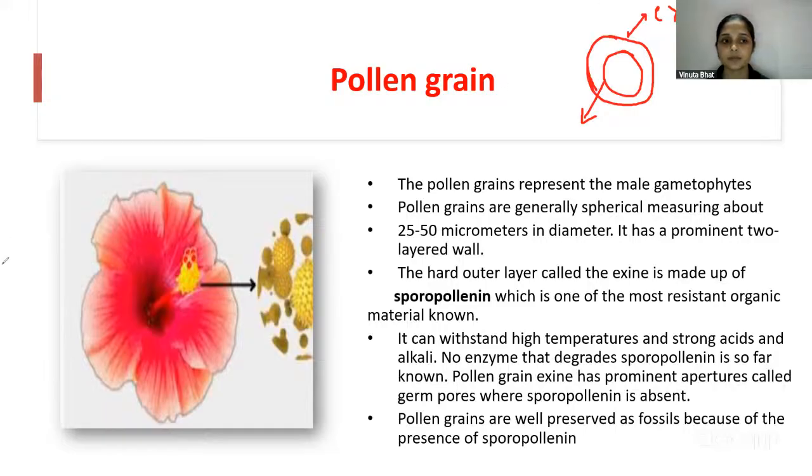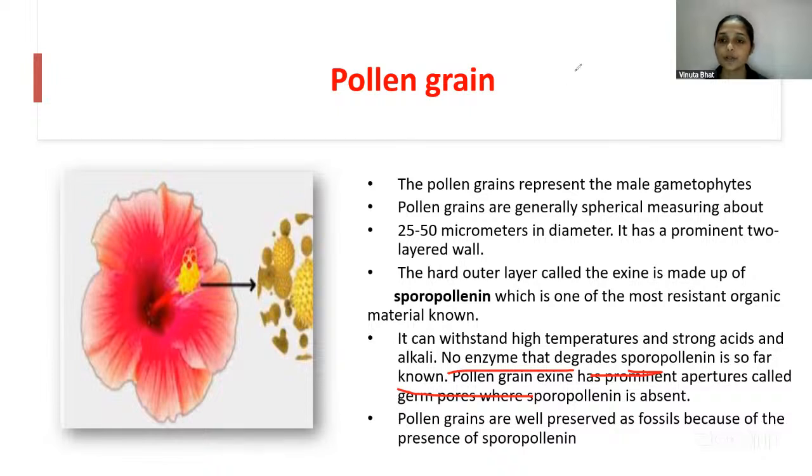This is the hard structure. Sporopollenin is the hard structure, which is the most resistant material known, right? So no enzymes or alkali are able to degrade this. Okay, so that is the sporopollenin.